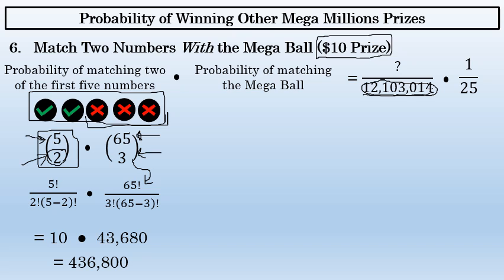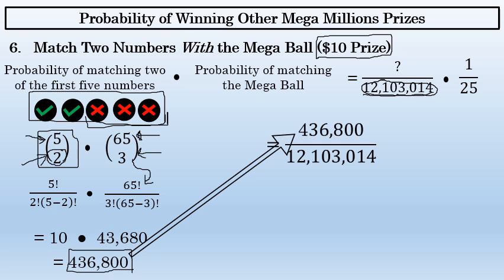Again, order isn't important. Maybe you match the first 2 numbers and then the next 3 drawn are incorrect, or maybe the first 3 are not matched and the last 2 are. But any of the ways that match exactly 2 and do not match exactly 3, there are 436,800 ways that can happen. And again, that's out of the 12,103,014 possible ways those first 5 numbers can be drawn.